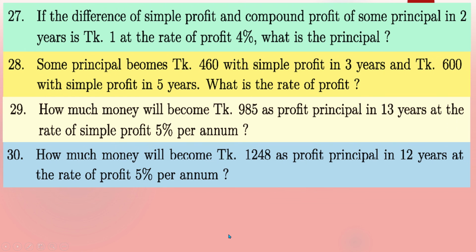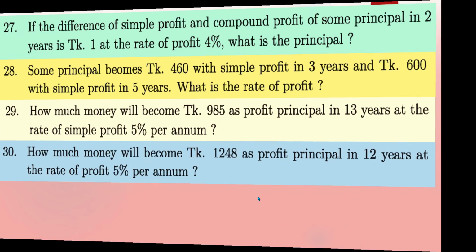A is given. So P into 1 plus NR. N is equal to 12 years and R is equal to 5%. 5% means 5 by 100. That means 1248 is equal to P into 1 plus 12 into 5 divided by 100. After calculating this, we'll get the value of P. That is very easy. Okay. So everybody will try to solve this type of math.